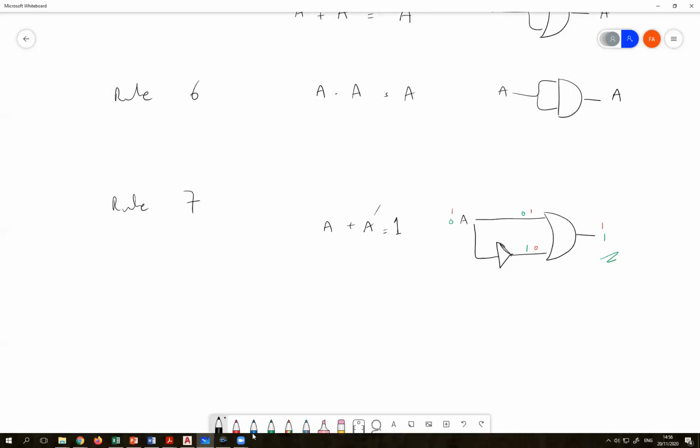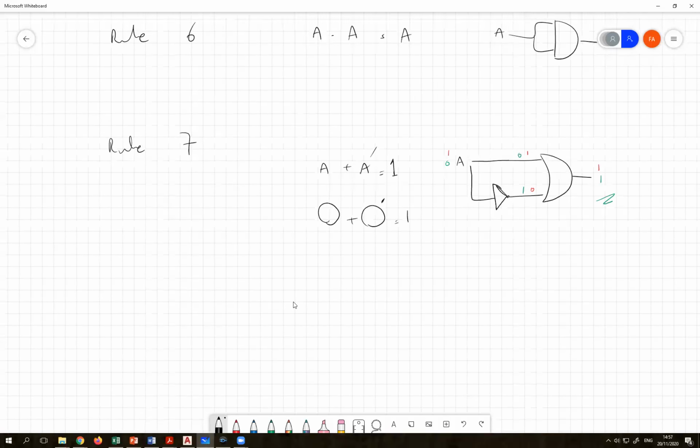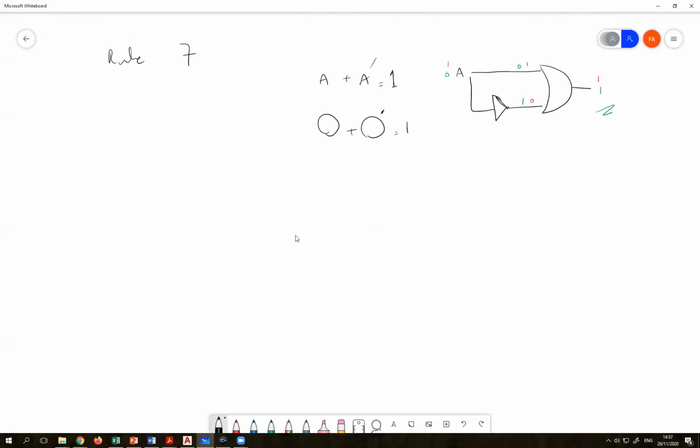It's important because that's a structure. If you have an input, whatever it is, OR with the inverted version of that, you always get 1. That can be A, that can be B, that can be C, whatever. So any input in an OR gate with the inverted version of itself will be 1.